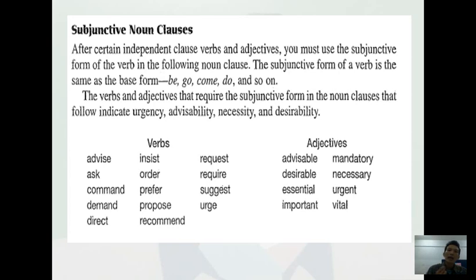And for the adjectives, you are able to use words like advisable, desirable, essential, important, mandatory, necessary, urgent, and vital.